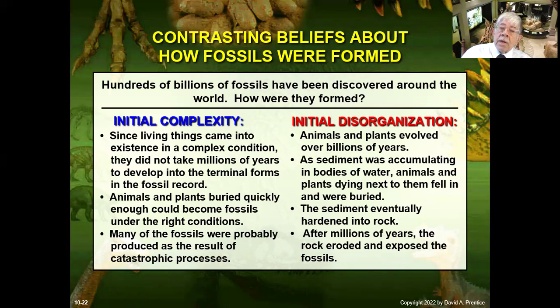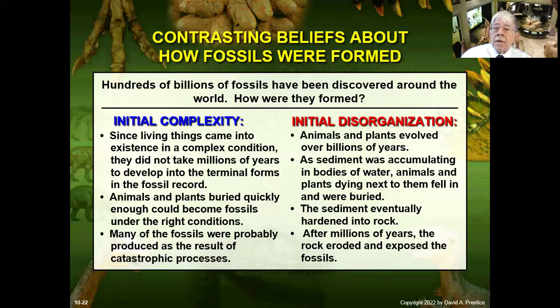Animals and plants buried quickly enough could become fossils under the right conditions. That is, you have to have sediment, you have to have heat and pressure, and you have to have the right minerals. Those are the conditions under which something could be fossilized. If you believe your Bible, you're going to see that there was definitely one worldwide flood. So many of the fossils were probably produced as a result of catastrophic processes. There have also been fossils produced in small local areas, not worldwide, but things like crude oil and so forth.